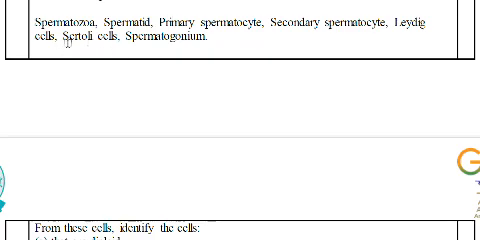Okay, so here we can see spermatozoa are haploid, whereas spermatid is also haploid. Primary spermatocyte is diploid. Secondary spermatocyte is haploid. Leydig cells are diploid. Sertoli cells are diploid. And the spermatogonium is diploid. So which are the cells that are diploid? Spermatogonium, Sertoli cells, Leydig cells, and the primary spermatocyte.